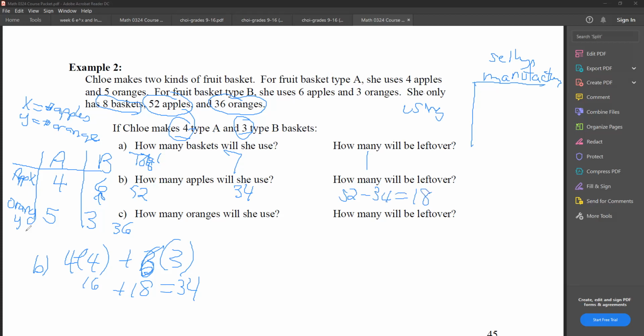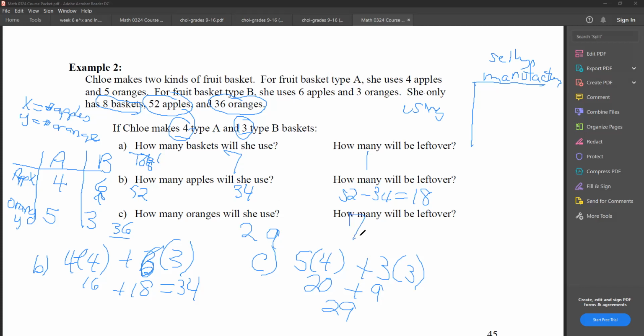All right, oranges. So again, for the oranges, she's using 5 oranges for each type A, and there are 4 of them. And she's using 3 oranges for each type B, so that would be 3 baskets. If I add those, 20 plus 9, I get 29. So she's going to use 29 oranges. How many will she have left over? Well, she's got 36 total. So 36 minus 29 is 7. She'll have 7 left over.